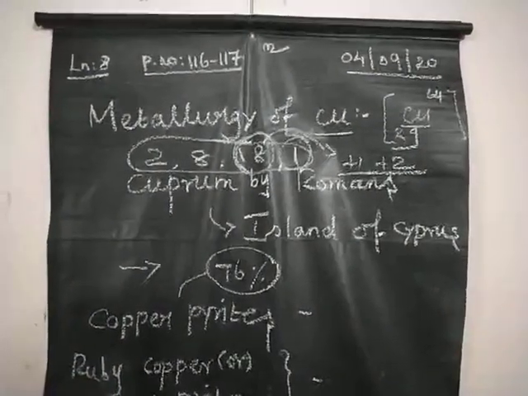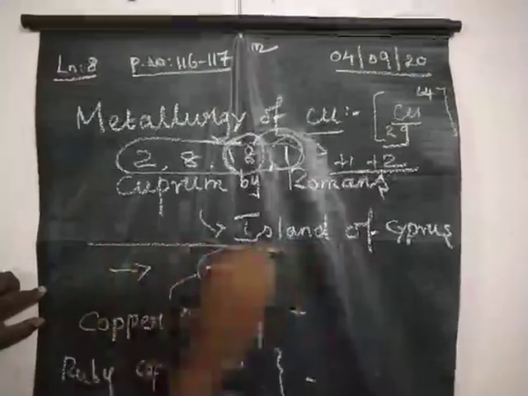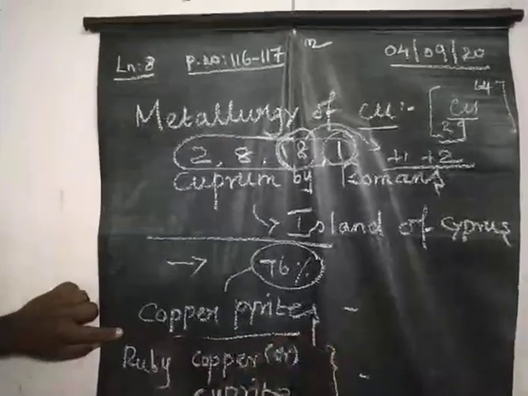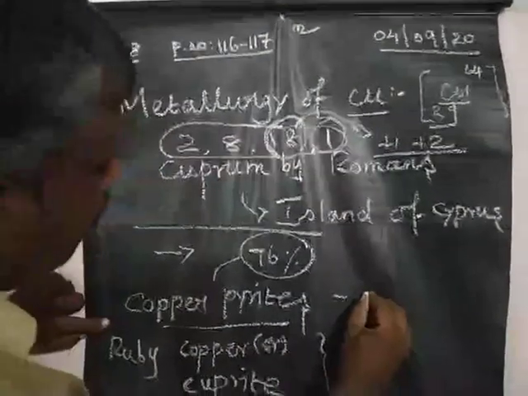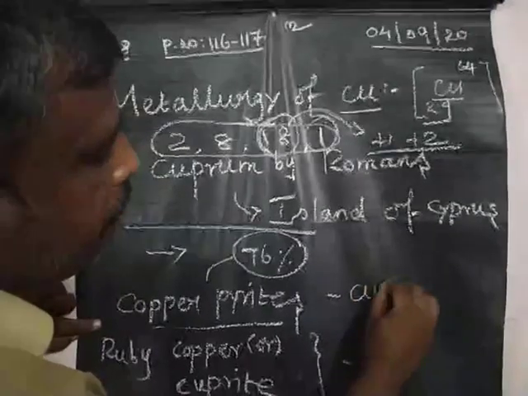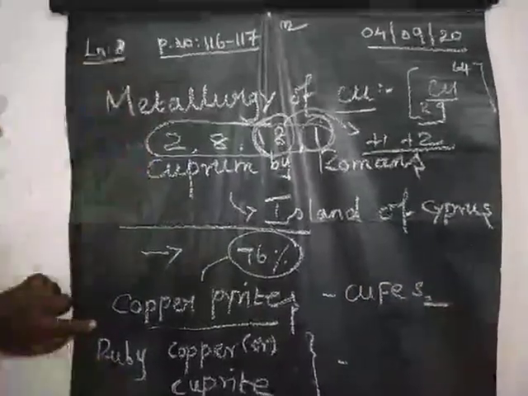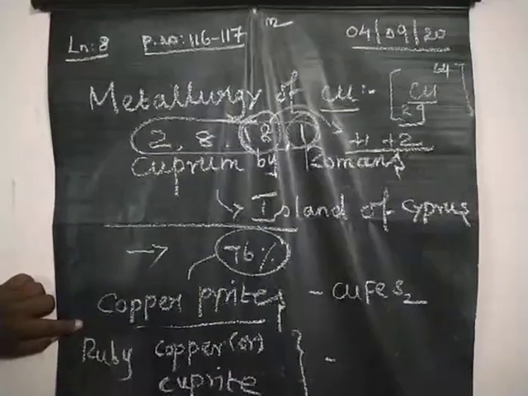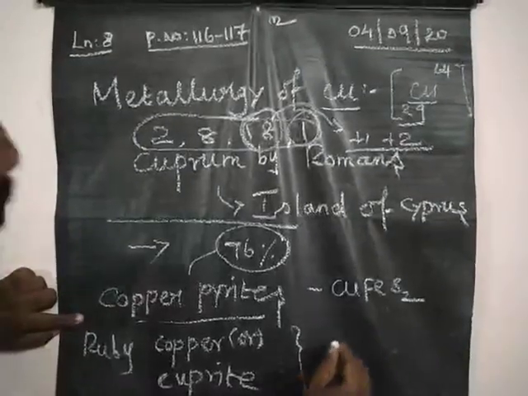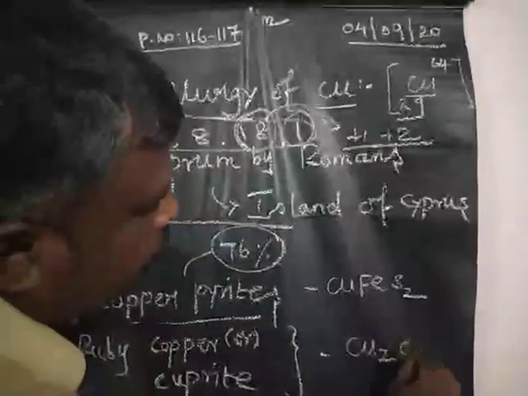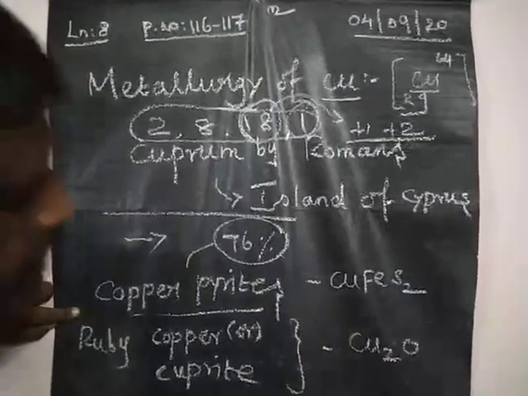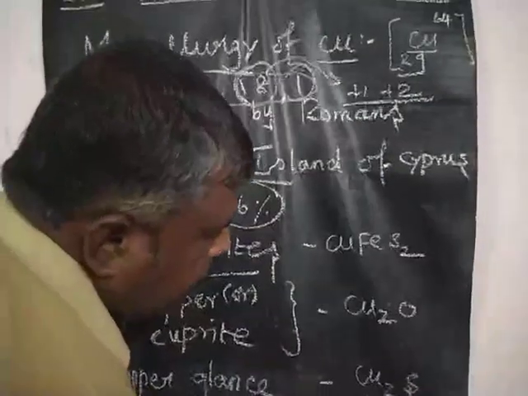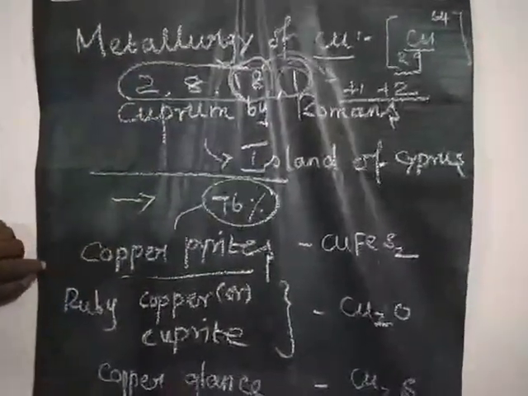Next, the ores of copper. There are three main ores of copper. First, copper pyrites, with the chemical formula CuFeS2. Second, ruby copper or cuprite, Cu2O. Third, copper glance, Cu2S.